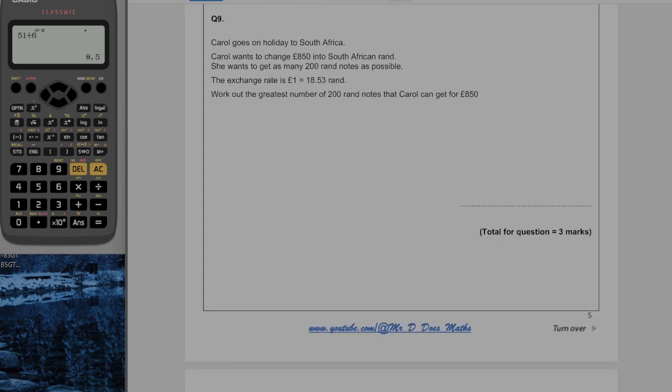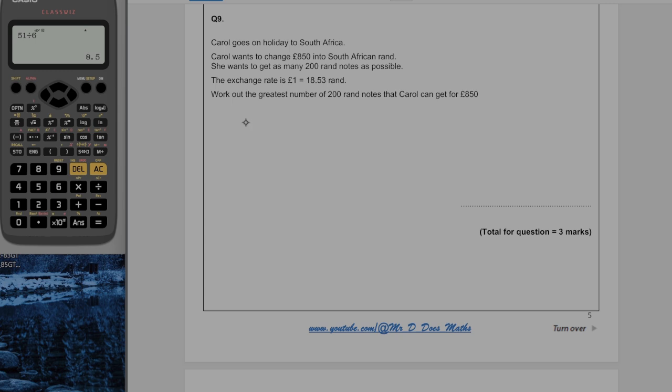Question 9. Carol goes on holiday to South Africa. Carol wants to change £850 into South African Rand. She wants to get as many 200 Rand notes as possible. The exchange rate is £1 is equal to 18.53 Rand. Work out the greatest number of 200 Rand notes Carol can get with £850.